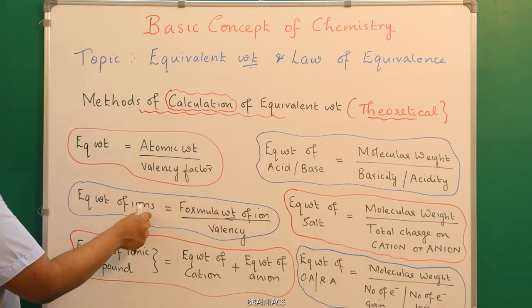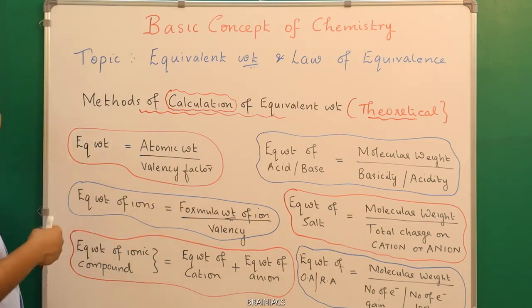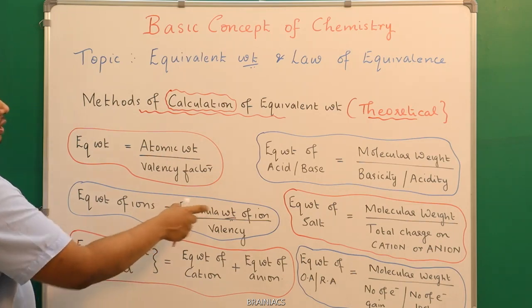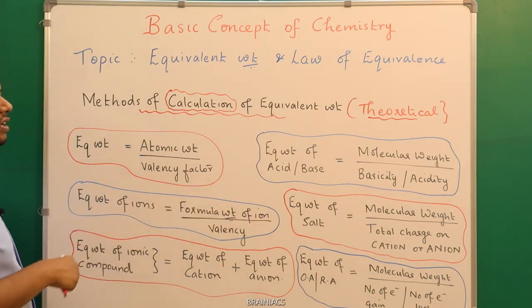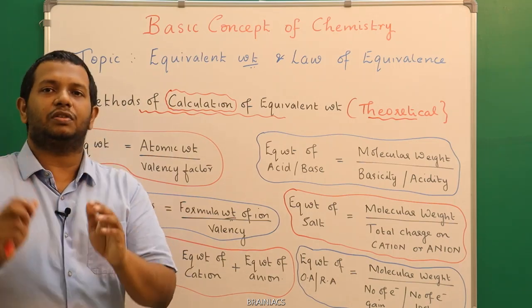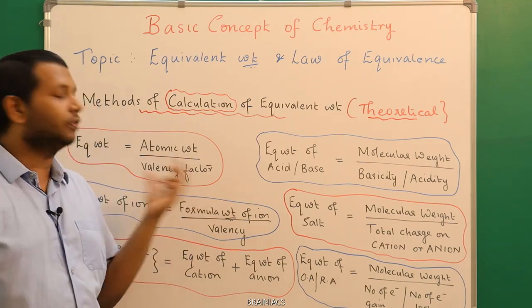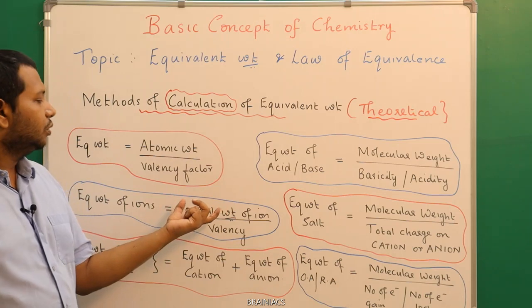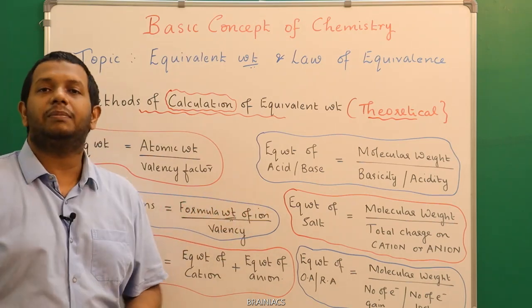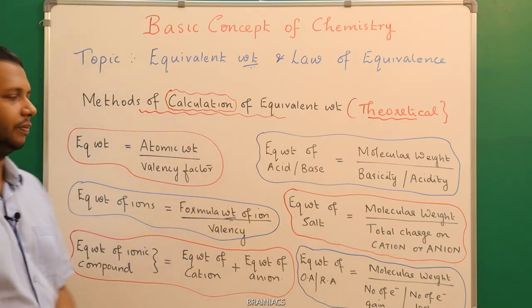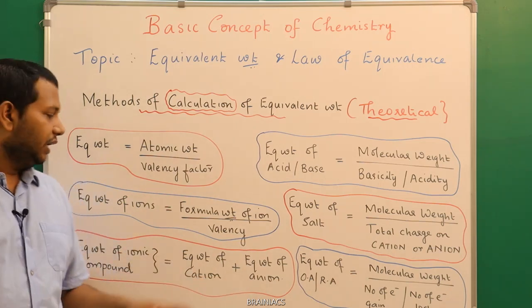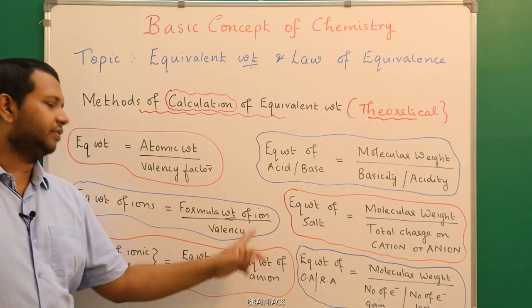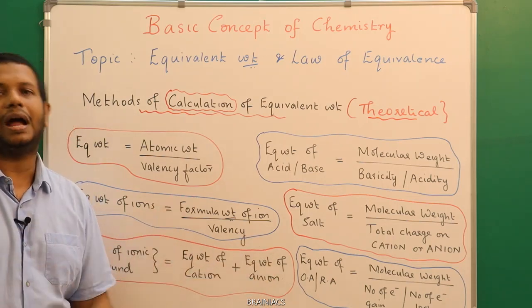Now equivalent weight of ions. If you have an ion, positive or negative, the method is formula weight of the ion divided by valency. Why do we say formula weight here? Because for an ionic compound, instead of the term molecular weight, we use formula weight. Understood? Now, equivalent weight of an ionic compound. What you need to do is add the equivalent weight of the cation plus the equivalent weight of the anion.